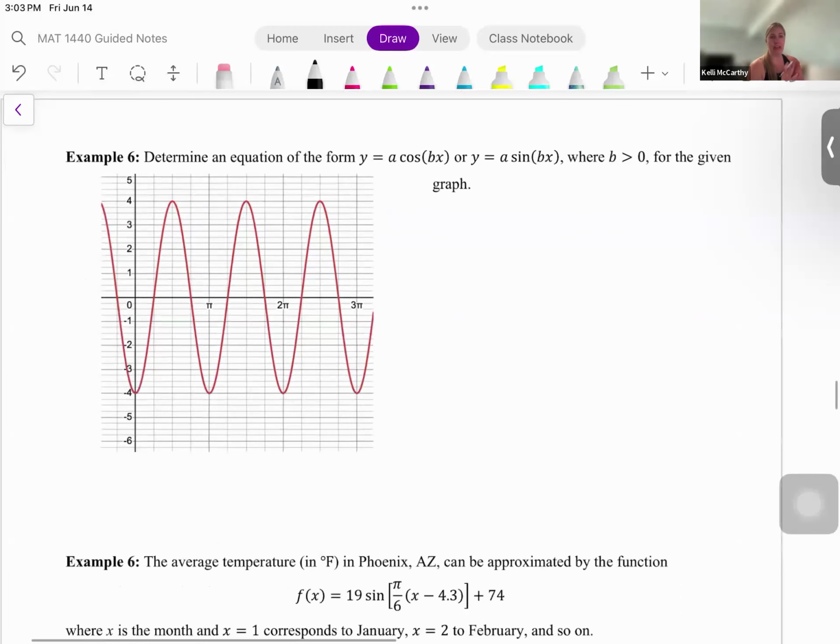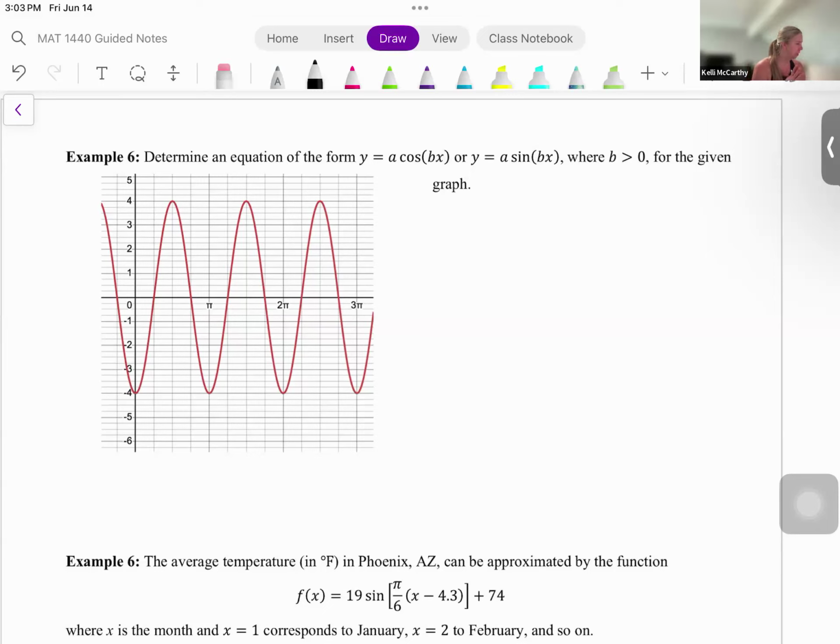All right, so now let's look at this graph. And we're going to try to write the equation that's represented by this graph. Now, the directions tell you to write the equation in the form of y equals a cosine bx or y equals a sine bx, where b is greater than 0 for the given graph. Essentially, for any graph of sine or cosine, you can write it in terms of sine or cosine.